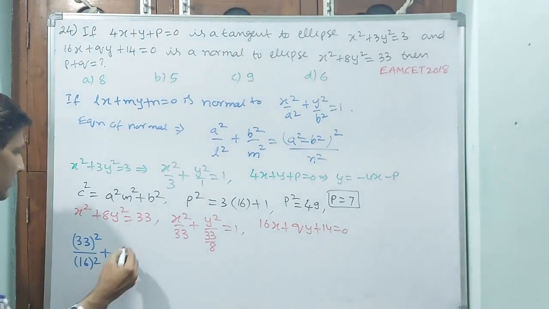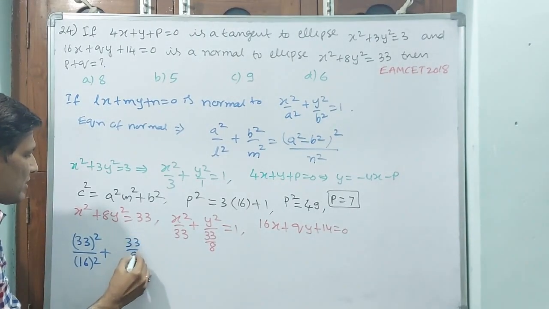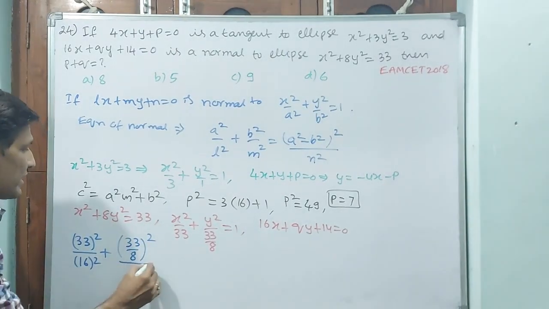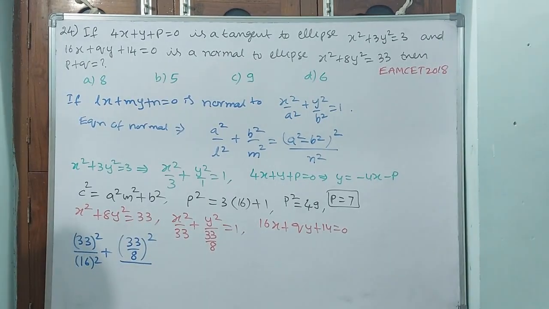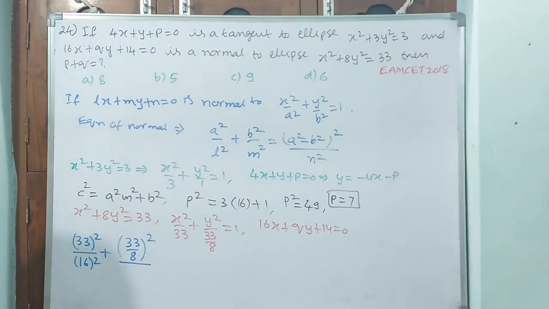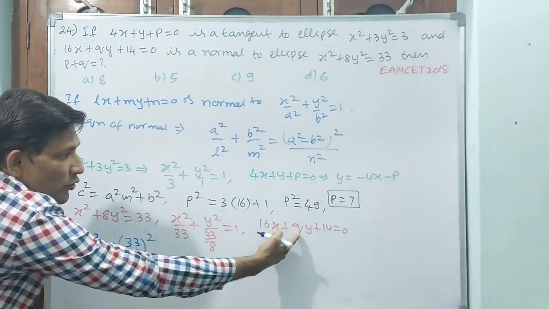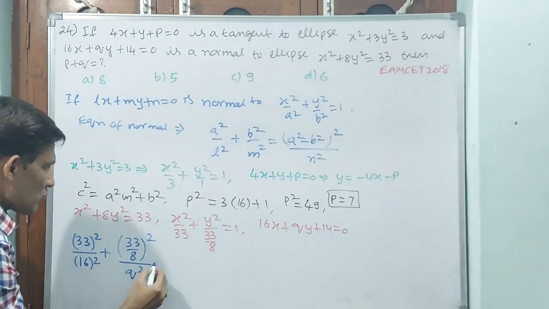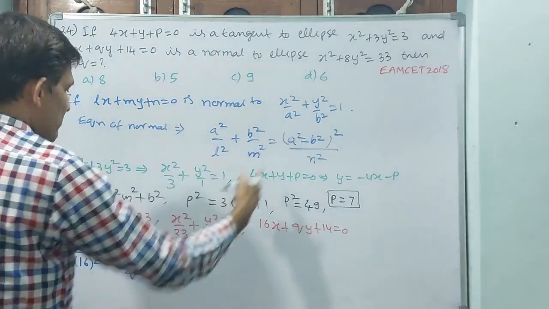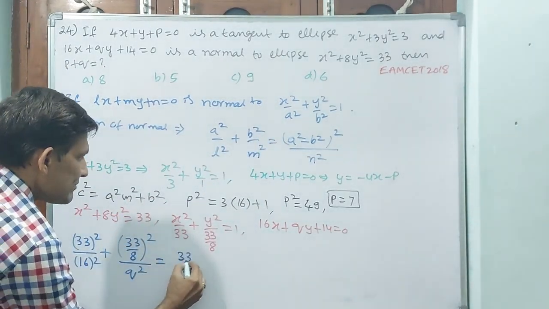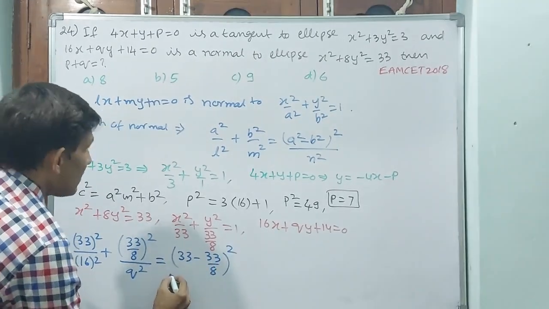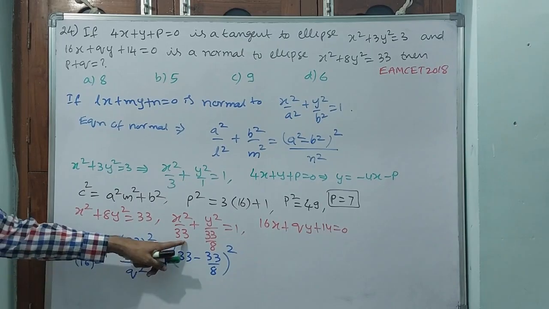33 by 8 square, divided by m square. See what is m? q square. That only you require. q square is equal to, see, a square minus b square. See, 33 minus 33 by 8, but whole square. Sorry, this is a square directly.